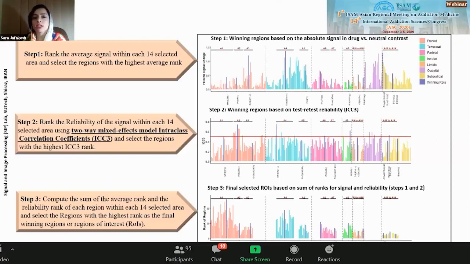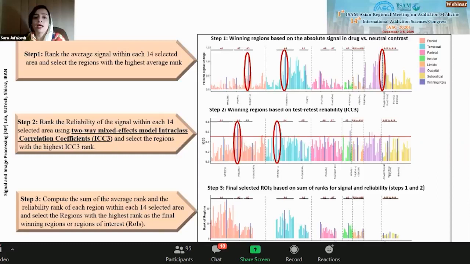We can see that some regions have a high level of absolute values in the frontal, temporal, and amygdala. And the other factor was ICC, and we rank the areas with the ICC. And again, select the regions with the highest rank based on their ICC. Then we combine these two steps, and at the final step, we have the winning regions with a combination of absolute values and reliability.